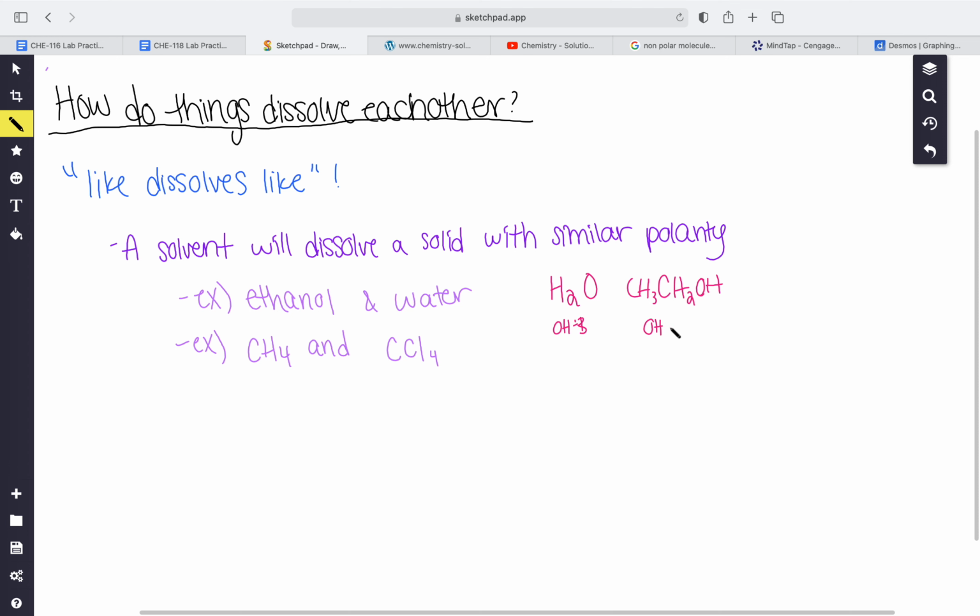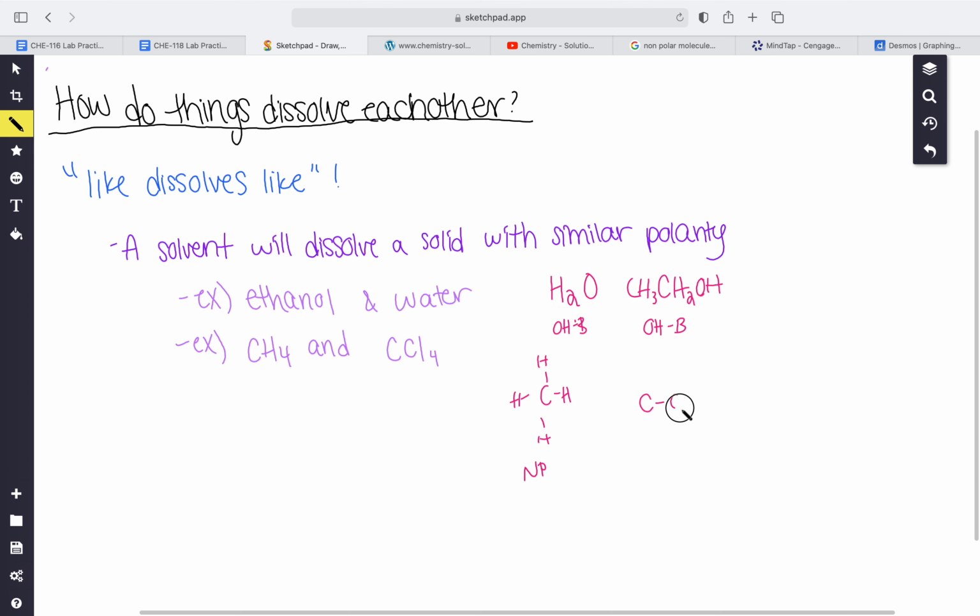And this is another hydrogen bond. So these two things can dissolve each other. The ethanol is going to get dissolved in the water, they're going to be miscible, and you can mix them together. And then when we look at CH4 and CCl4, we know what CH4 looks like. If we do our Lewis structure, it's going to look like that, which is nonpolar.